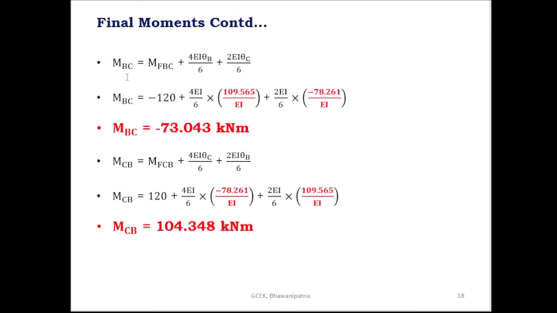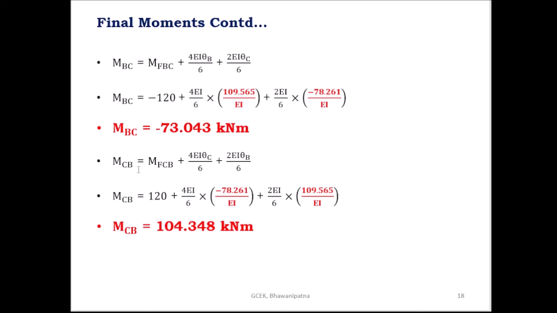Then find out the MBC. MBC is equal to MFBC plus 4EI theta B by 6 plus 2EI theta C by 6. Then put the values of MFBC, theta B and theta C. MFBC is equal to minus 120 and theta B is equal to 109.565 by EI. Theta C is equal to minus 78.261 by EI. Then after simplifying, MBC is equal to minus 73.043 kilonewton meter.